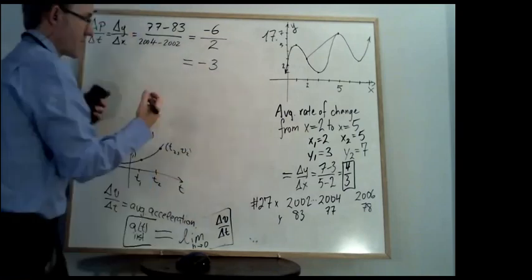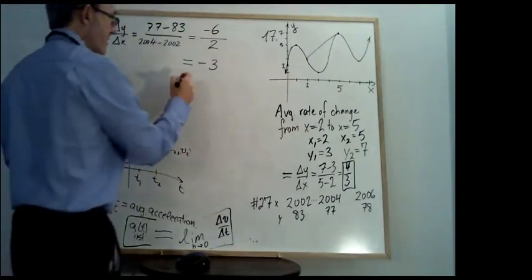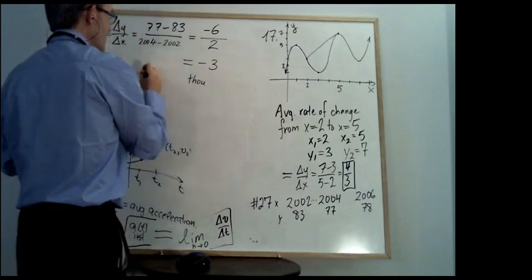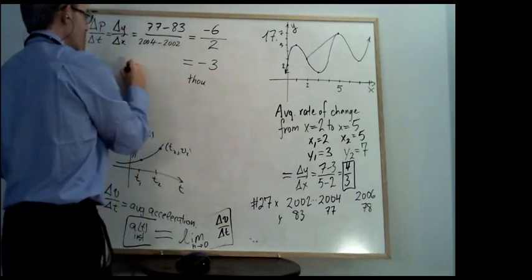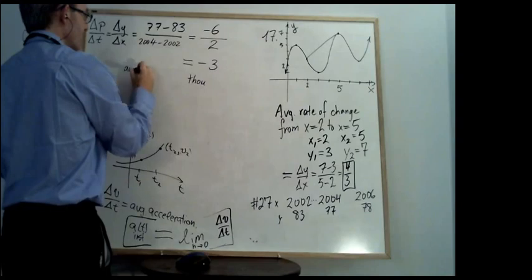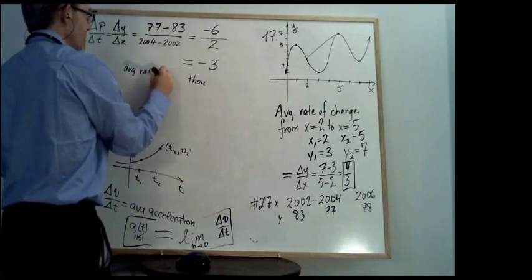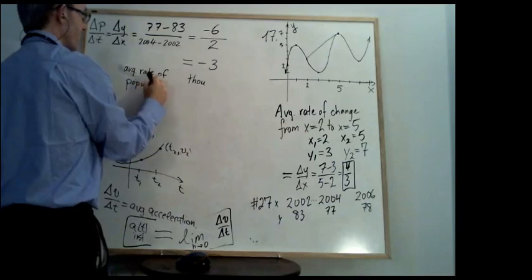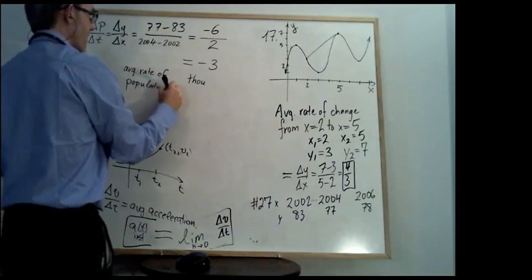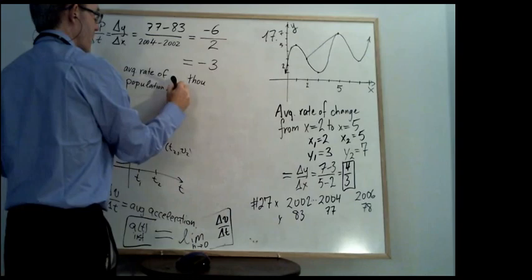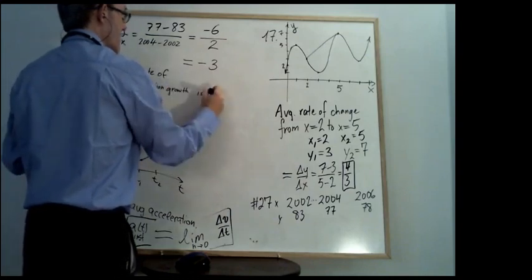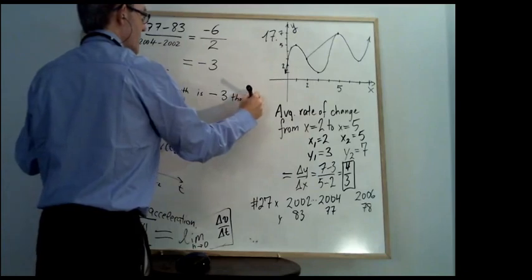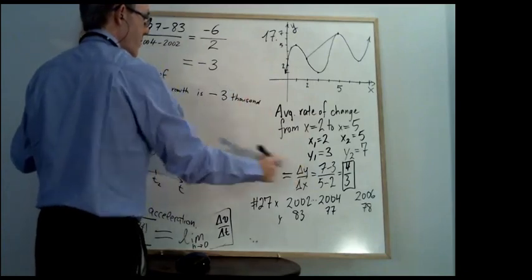And how do you interpret that? Well, you have to interpret it as thousands per year. So the average rate of change, in this case average rate of population growth, is minus 3,000 per year over that time frame.